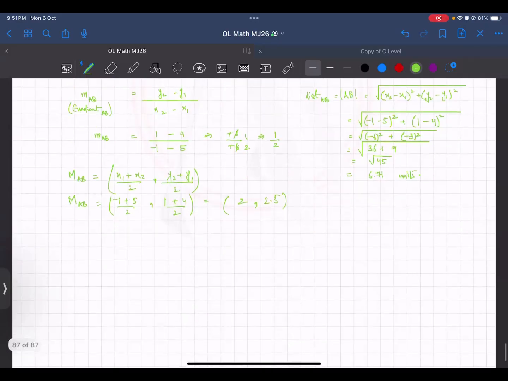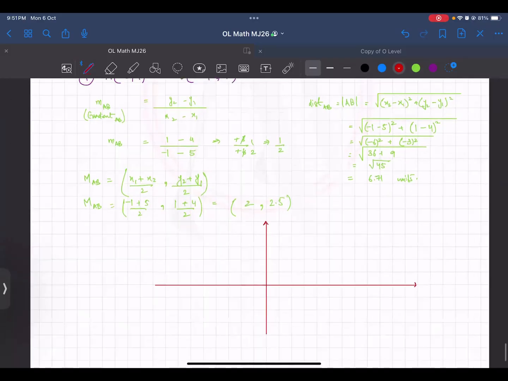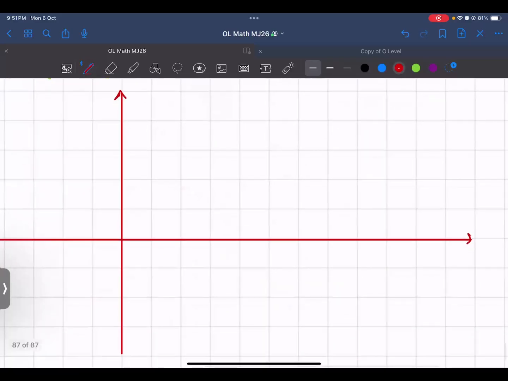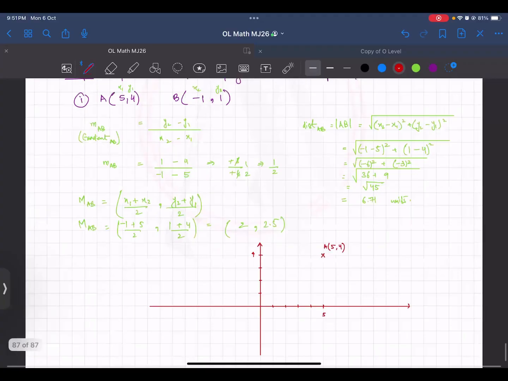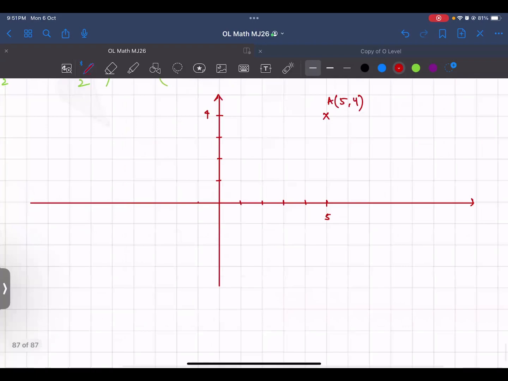If I show you these things on a simple sketch, you will understand, I think, better. So you have one point which is 5 comma 4. So x is 5, 1, 2, 3, 4, 5, and then 4, 1, 2, 3, 4. This is the point A, 5 comma 4. If you want to show it on this coordinate system, then you have B, which is -1, 1. So x is -1 and y is 1. So this point.